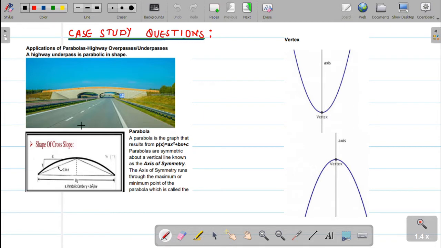The first one. What we mean by case study questions is that they will give you a study about something, like in this one, they already give you a study. If you have noticed, all these underpasses, overpasses and highways are of the shape like this. This shape is known as a parabola, which we get when we plot a graph for a quadratic polynomial. You always get a parabolic shape.